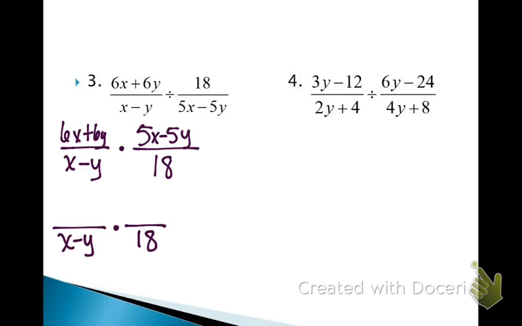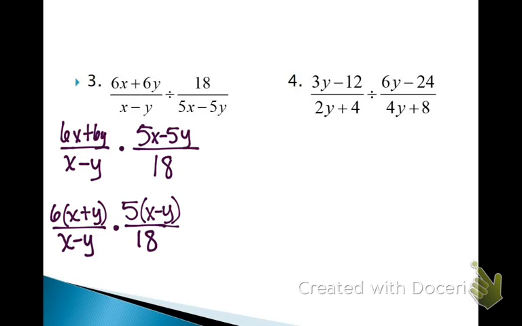What can I factor from my first numerator? A 6. What's left? 6 minus y. Careful. Good. X plus y. And my other numerator, what can I factor? Getting ahead of me. I can factor a 5. What's left? X minus y. Okay. After we are done factoring, now we can simplify or cancel things out.